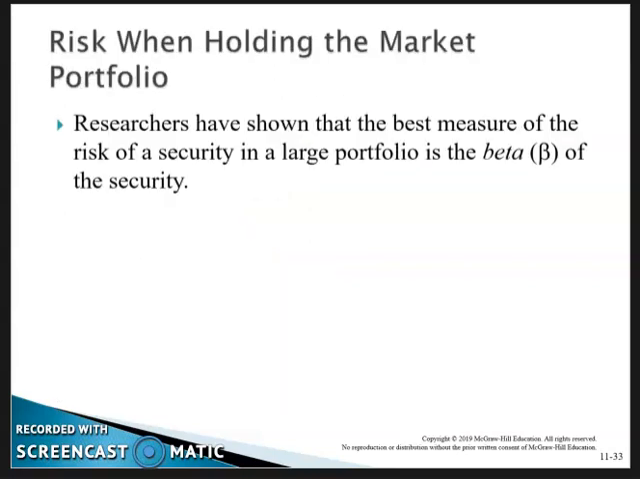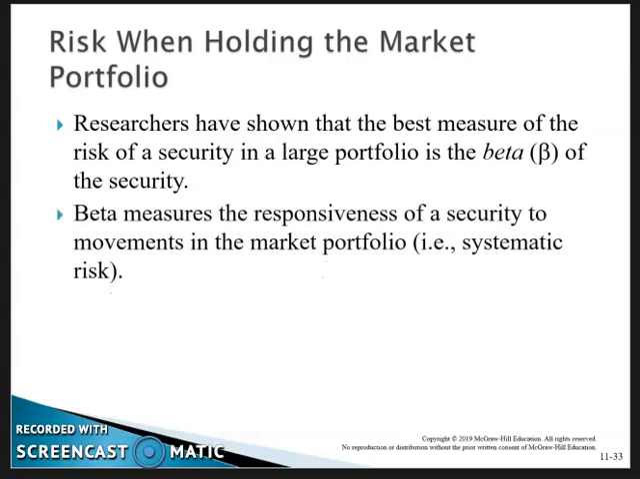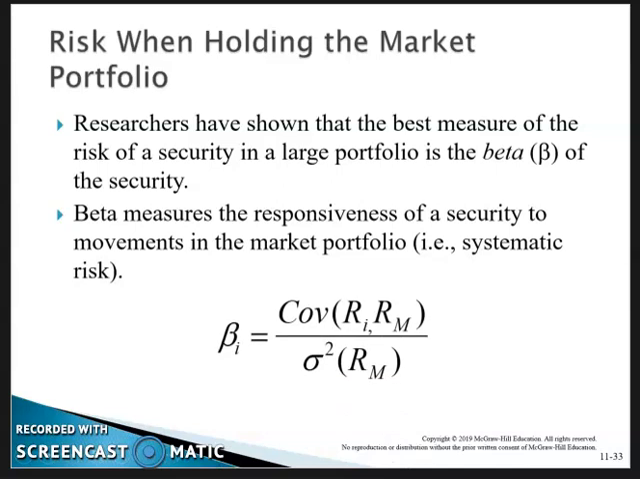Researchers have shown that the best measure of the risk of a security in a large portfolio is beta. So what is beta? Beta measures the responsiveness of a security to movements in the market portfolio. The formula for beta is the covariance between the asset and the return on the market divided by the variance of the return on the market.